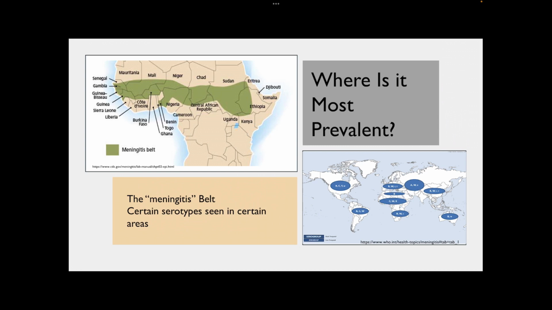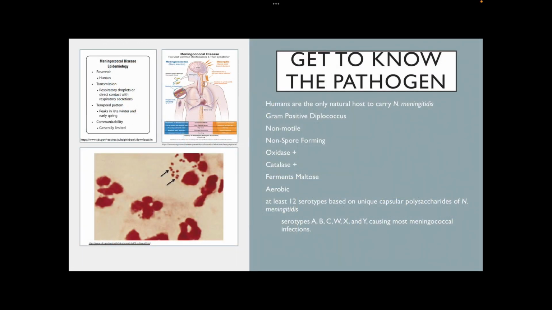There are different subgroups, or serogroups, of Neisseria meningitidis, and in some areas, more serogroups are present than others. This is just how they survive in these areas. Now, about our pathogen and getting to know this guy.